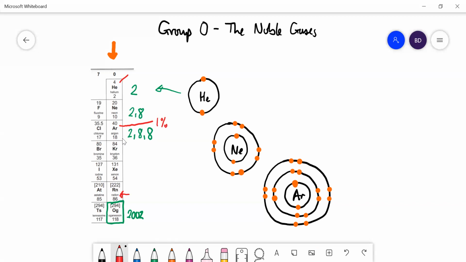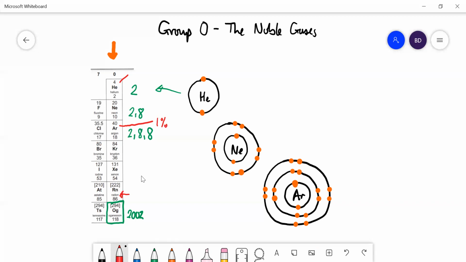Okay. So there's not much to say about the chemistry of them because they don't actually do anything really. Although krypton and xenon have compounds. Krypton and xenon have been made into compounds with fluorine, the most reactive element in the periodic table, and also with oxygen. But they are unreactive because they've got a full outer shell.